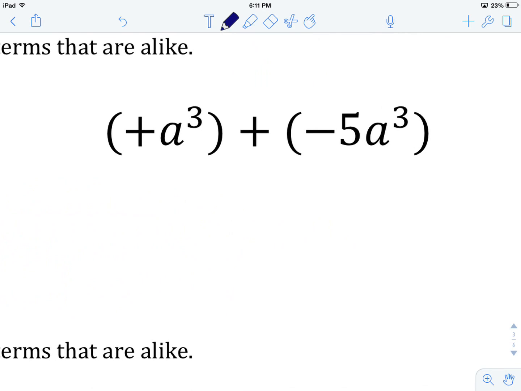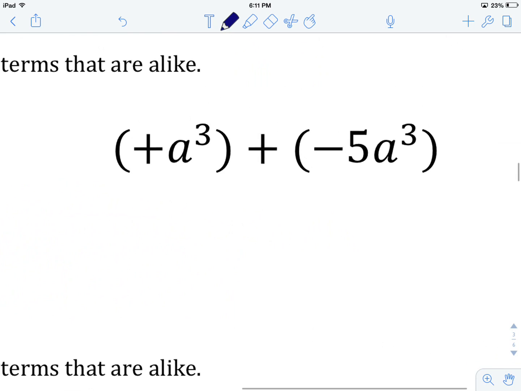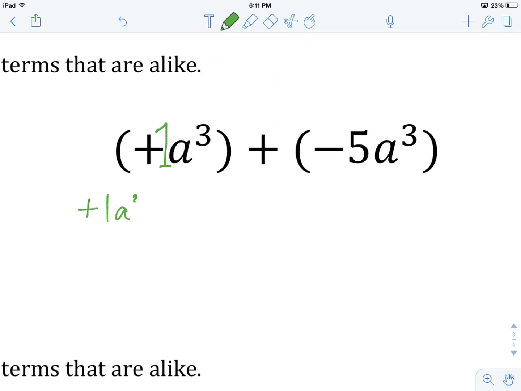Again, we'll talk this one through. Same idea. We're going to do this one a little more involved than some of our other examples. We have positive a to the exponent 3 plus negative 5a to the exponent 3. So let's write these out. We have positive a to the exponent 3. The coefficient in front of that, because it's not written in there, is going to be a 1. So we want to write it in, especially if we're having trouble remembering it. So positive 1a to the exponent 3.